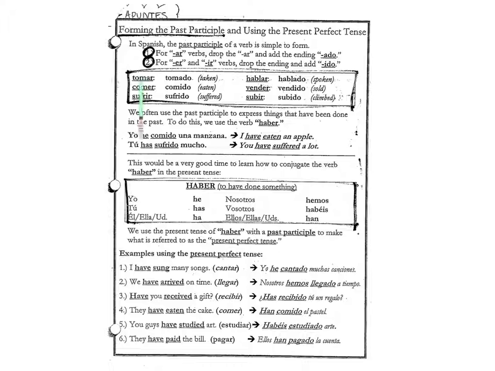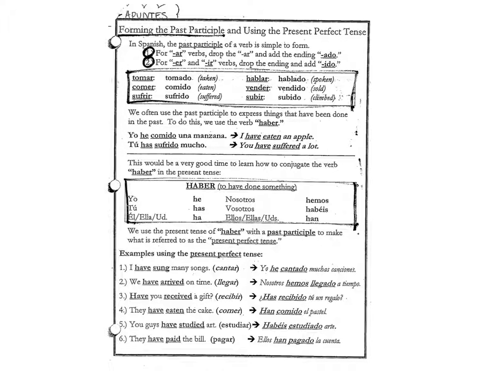So for tomar, it's tomado, which means taken. Okay, hablar, chop off the AR, hablado, spoken. So for IR and ER verbs, you will chop off those 2 letters, you will add ido. And for comer, we've got comido, eaten, vender, vendido, sold. All right. Here are some extra notes that I will allow you guys to read through.